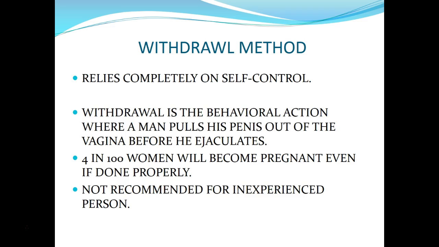Four in 100 women will become pregnant even if this is done correctly, and it is definitely not recommended for the inexperienced person. So, for all of those little adolescent boys who think pulling out is going to work, they are sadly mistaken. There's another term for this also, which is called coitus interruptus, if you hear that term. And like I said, this is the oldest and the least reliable method of birth control.